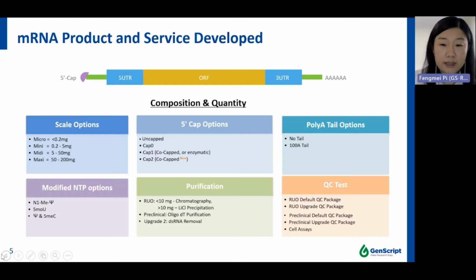About the cap options, as introduced, we can offer all kinds of caps, including Cap0, Cap1, and newly we're announcing the Cap2 mRNA service. For poly-A tail, we have vectors with poly-A tail built in with either 100A or 120A. You can also customize this with different poly-A numbers.